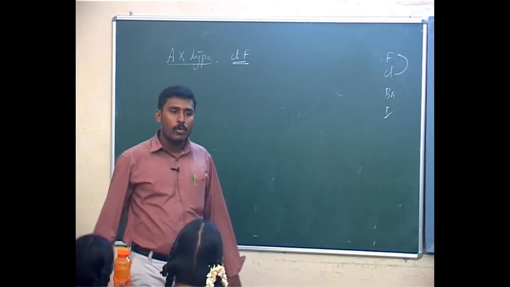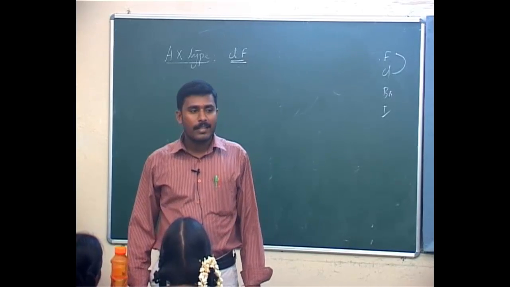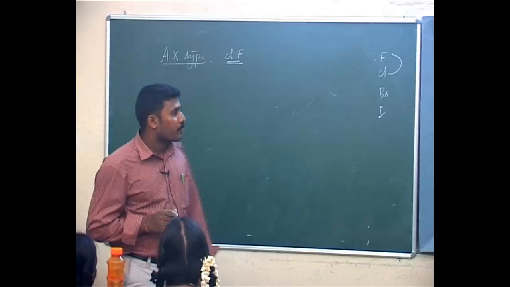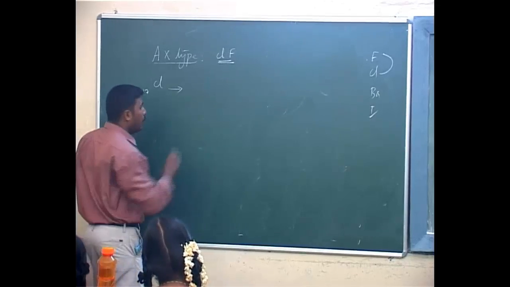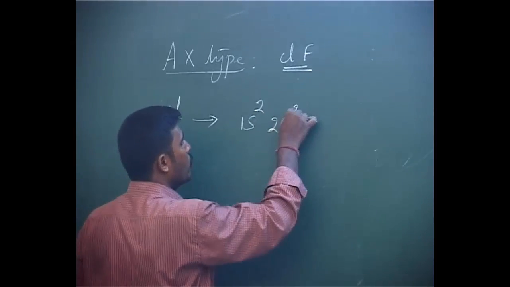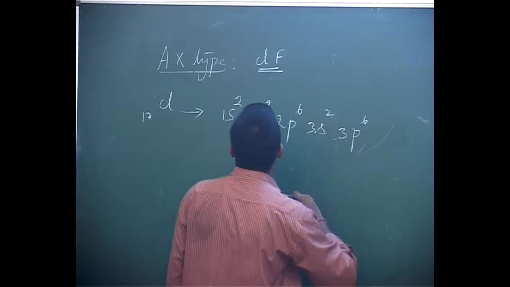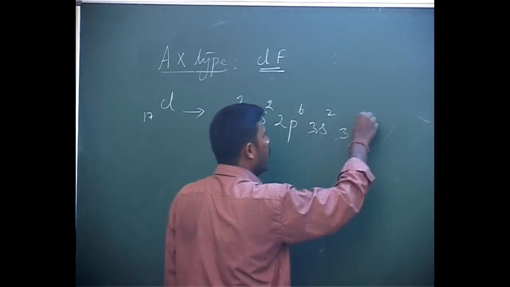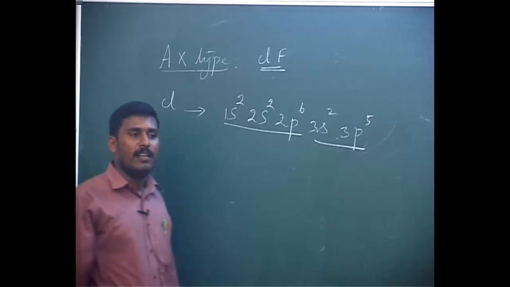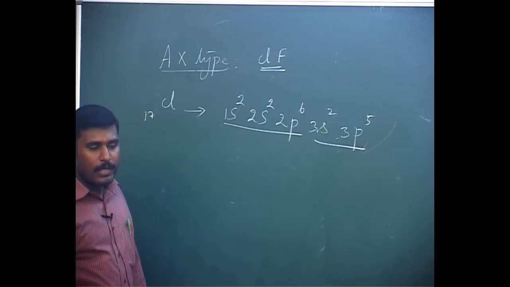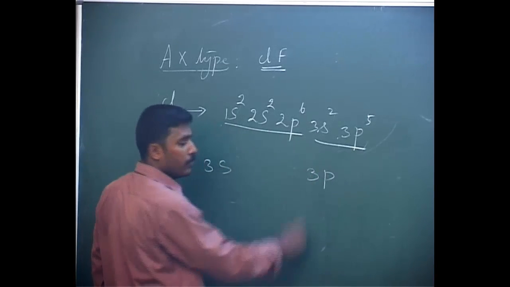Atomic number of chlorine is 17. So electronic configuration: according to the Aufbau principle, 1s2, 2s2, 2p6, 3s2, 3p5. That is neon 3s2 3p5, the electronic configuration. Clear? Now this is 3s, and this is 3p.